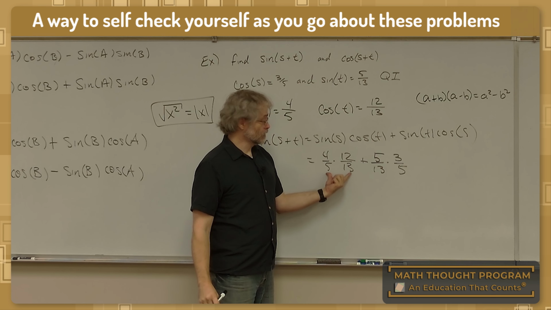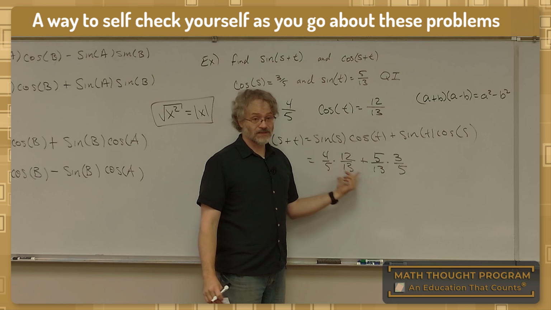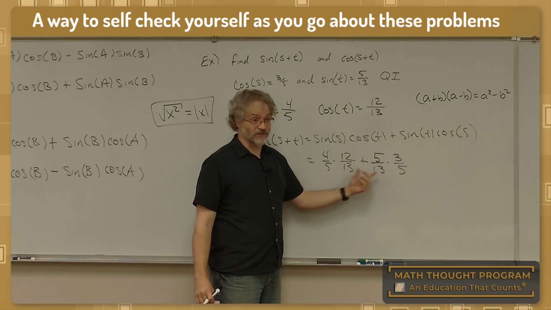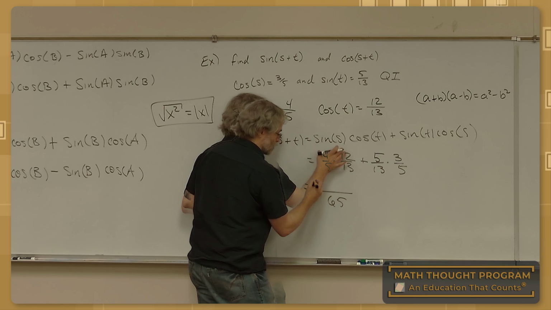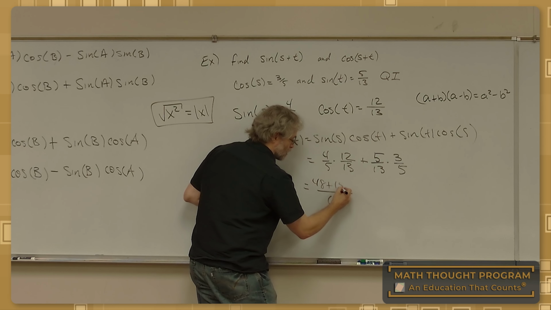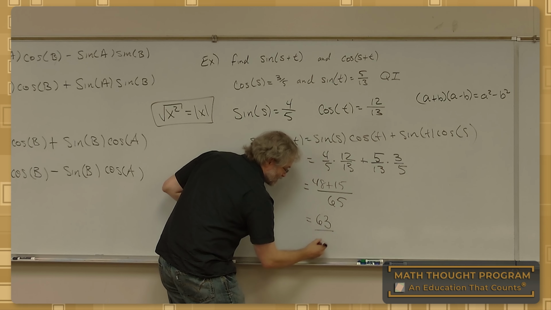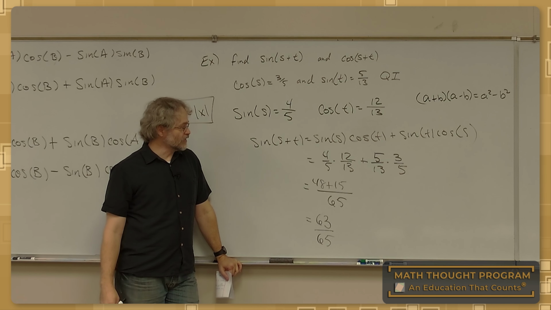Here's something to note. Look at your denominators. They're exactly the same here, aren't they? It's a good way to self-check yourself, make sure you're on the right path. So it's going to correspond to 65, 48, 15. Looks like we're looking at 63 over 65. Okay, there's sine of s plus t.